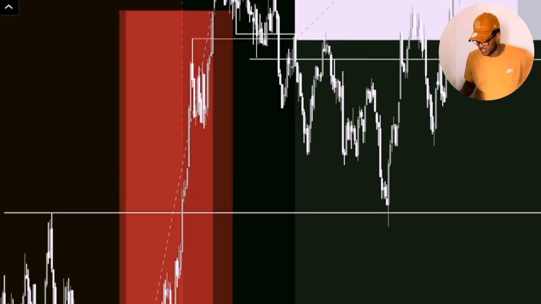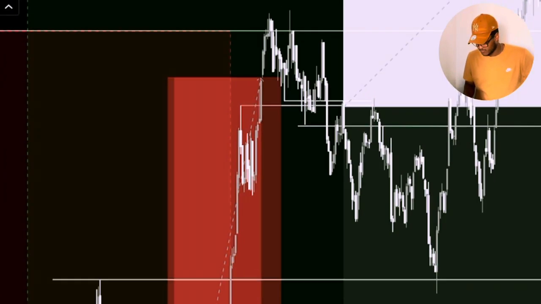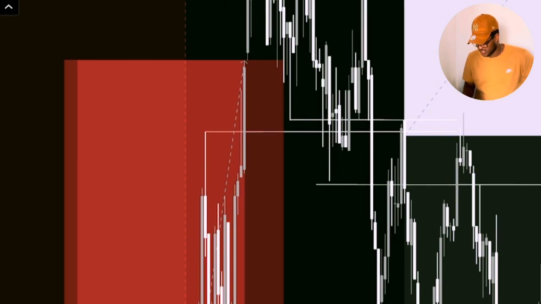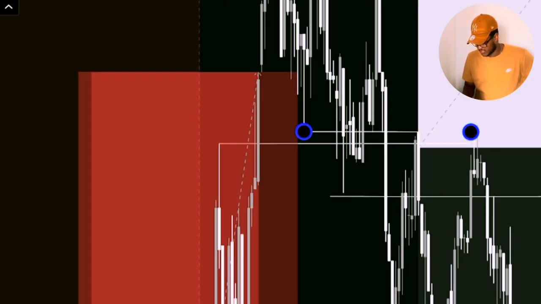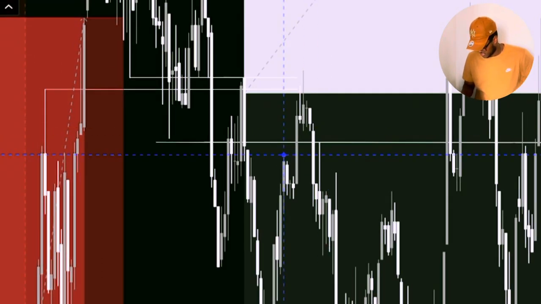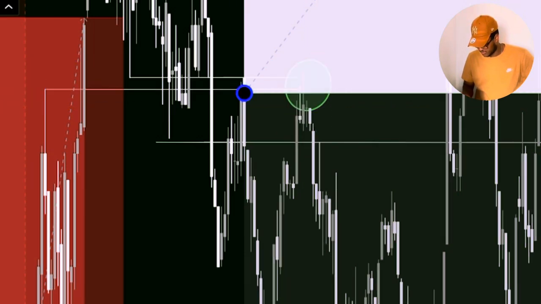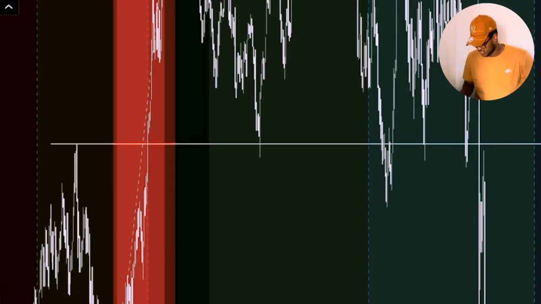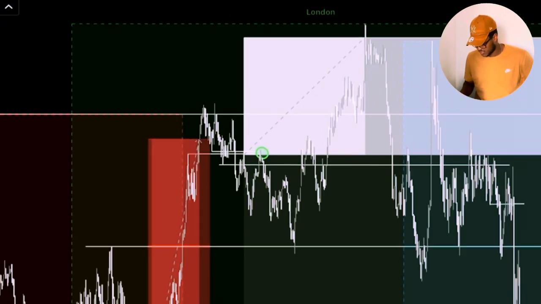What happened was I spotted a shift of structure right here. As you can see, I had it marked off right here where our line is. So we got entered right at this area, right? Because I like to put limits. I only trade with limits. I don't trade manually. So we got some volume and we came back, we tested, got some volume.